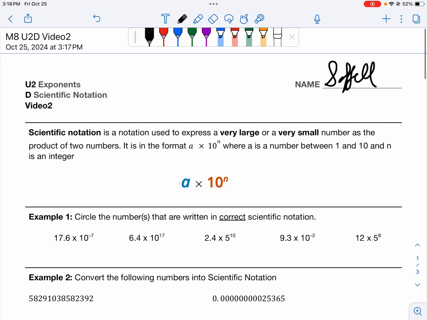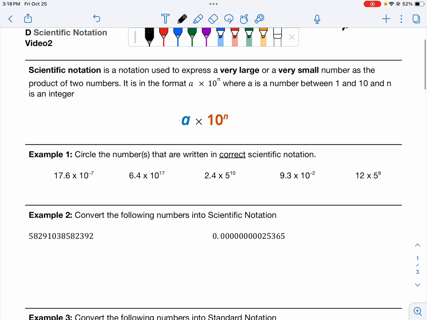Okay, quick reminder, scientific notation is a notation used to express very small or very large numbers as a product of two numbers. Product meaning multiplication. It is in the format a times 10 to the n, where a is a number between 1 and 10, and n is an integer. Remember, integer is a positive or negative counting number: 1, 2, 3, 4, 5, negative 1, negative 2, negative 3, negative 4, negative 5, and so on. A must be between 1 and 10.